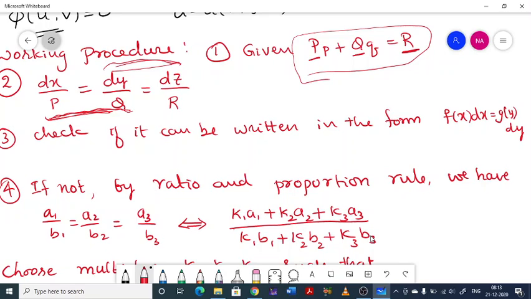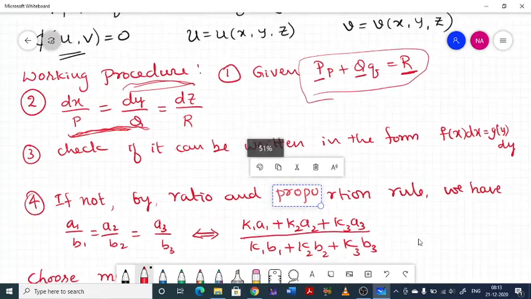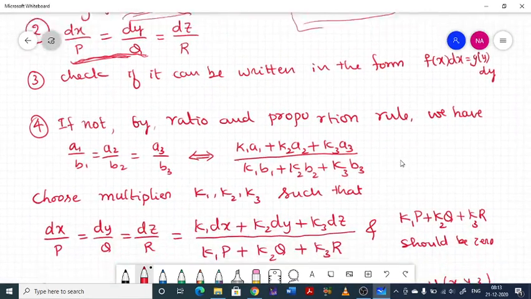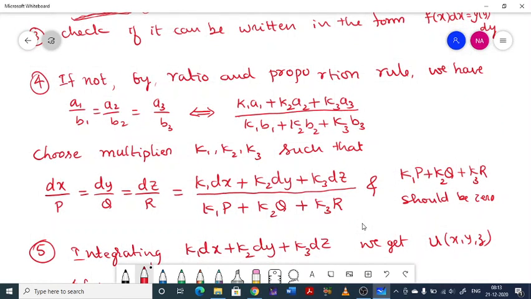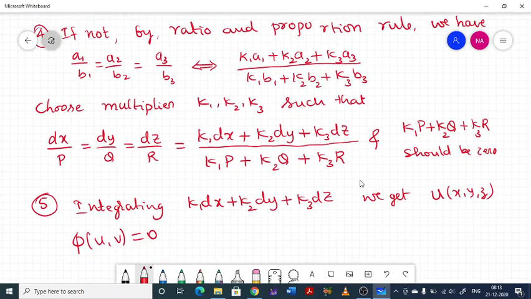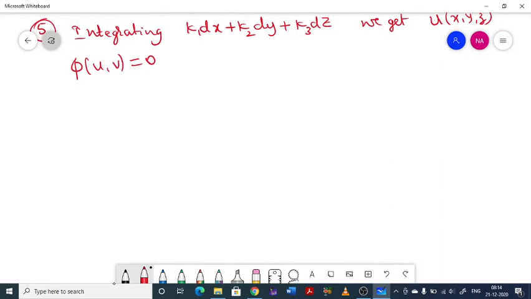If separation of variables is not possible, then go for the multipliers rule. So you have to choose multipliers k1, k2, k3 and k1 dash, k2 dash and k3 dash such that k1 into P plus k2 into Q plus k3 into R equal to 0 and k1 dash into P plus k2 dash into Q plus k3 dash into R should be 0. Then integrating the numerator term, you get the solution. So that's about the working procedure.